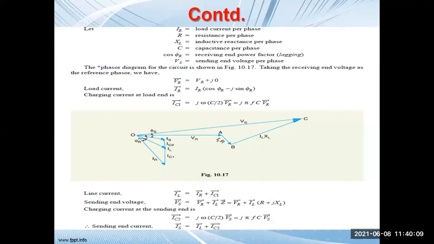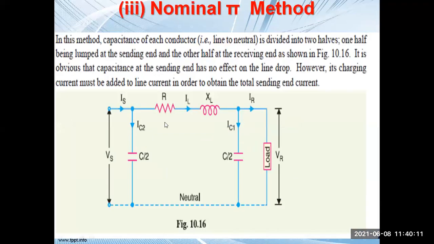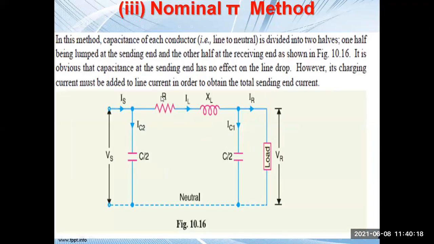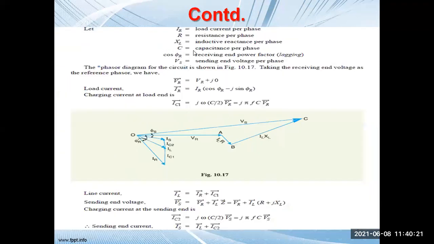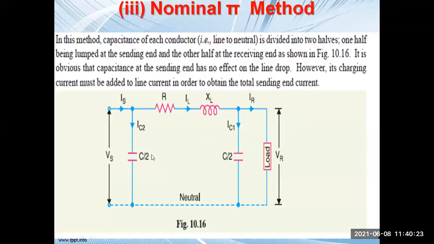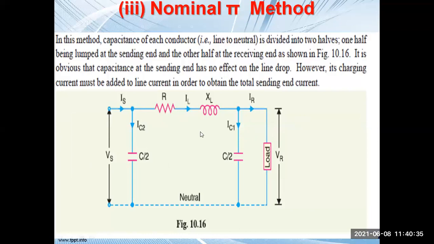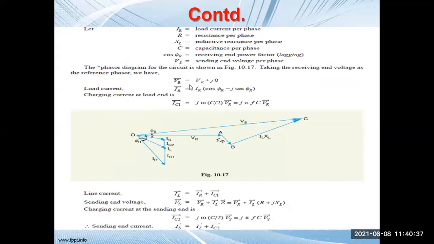So let IR be the load current per phase. R is the resistance per phase, XL is the inductive reactance per phase. C is the capacitance per phase, divided into two halves, C/2 and C/2. Then cos phi R is the receiving end power factor, VS is the sending end voltage per phase, and VR equals VR plus J0, because we have taken that as reference.